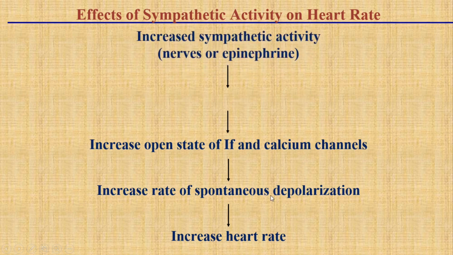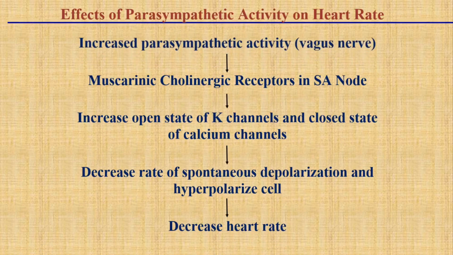The reverse will occur because of the effect of parasympathetic stimulation. So whenever there is increased parasympathetic activity, acetylcholine is released. It will act on its M2 muscarinic receptor. Because of this activation of the receptor, there is an opening of potassium channels, and there is also closing of the calcium channel because of decreased cyclic AMP concentration.